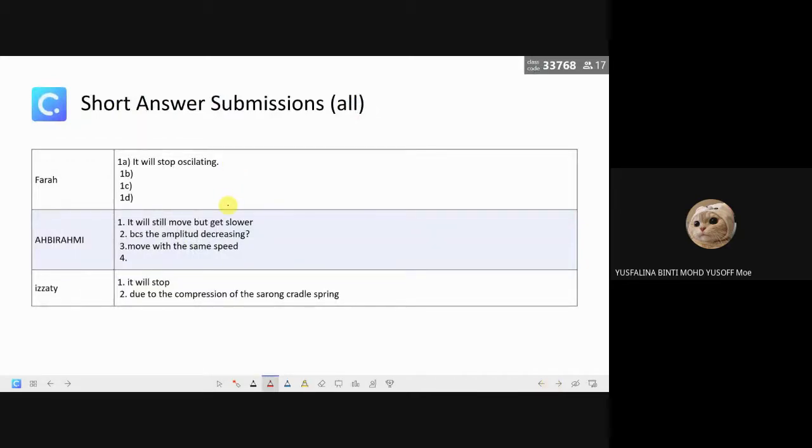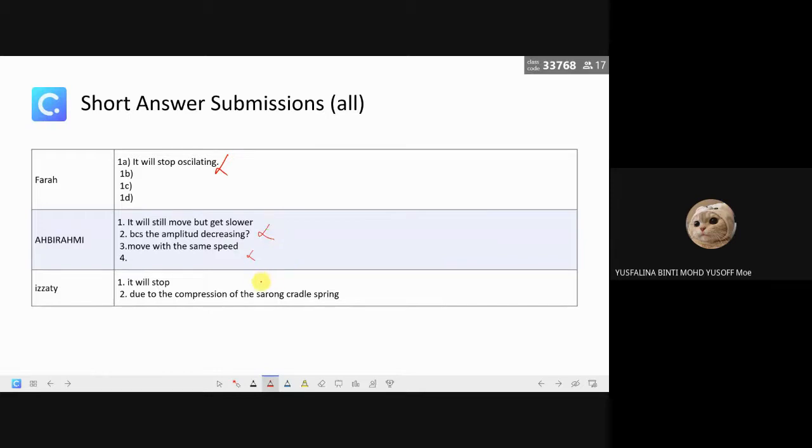Yeah, but you have to mention the amplitude. Okay, it will still move but get slower. Yes, the word slower is not accurate because the amplitude is decreasing. So you have to mention the amplitude because this is a damping oscillation. Whatever the answer about damping oscillation, you have to describe the amplitude.